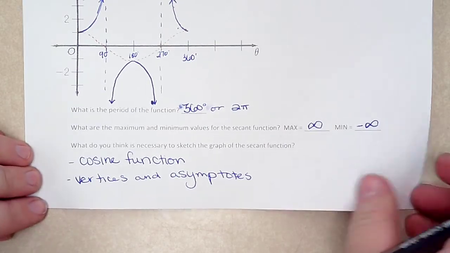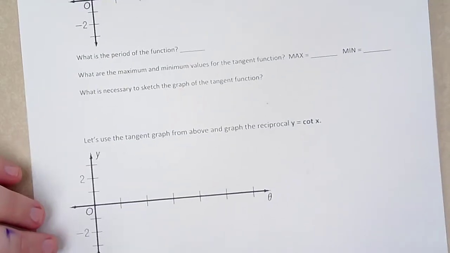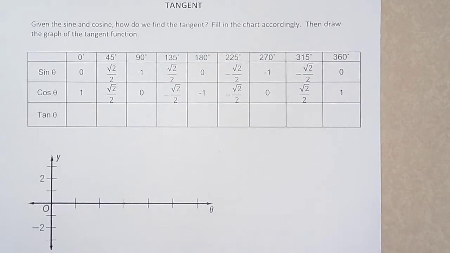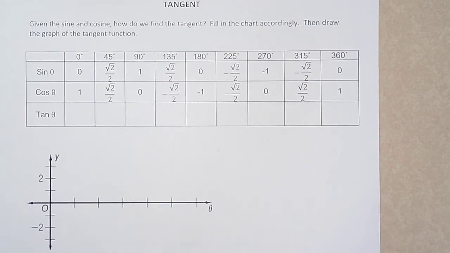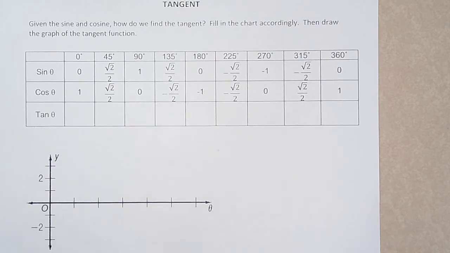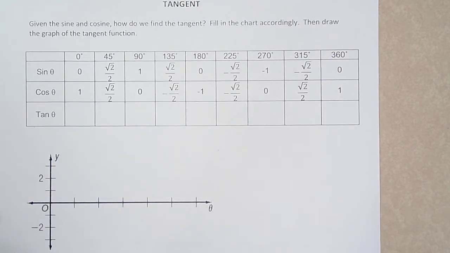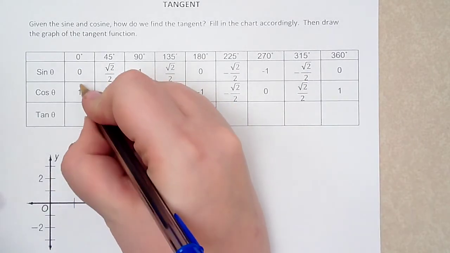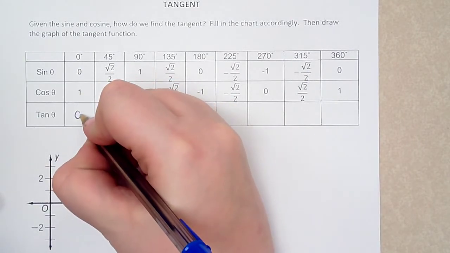All right, let's hop over to the back. Now that we have those pictures, we get to do the best one. And the best one is going to be cotangent. So how do we find the tangent? Well, we're going to fill in this chart starting off. We know that tangent is sine over cosine. So 0 divided by 1 in this case is 0.